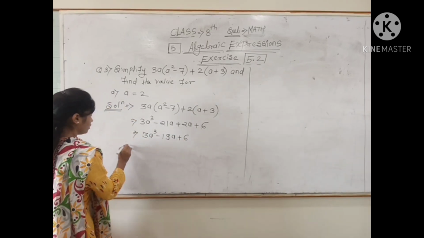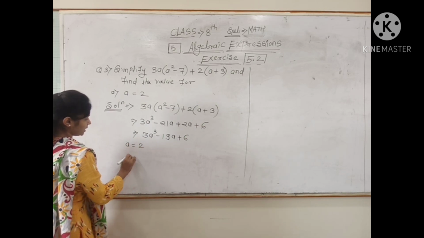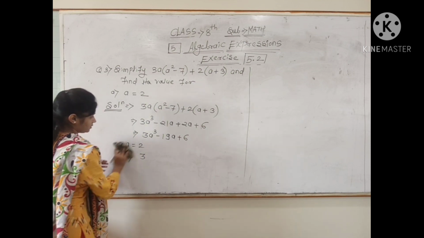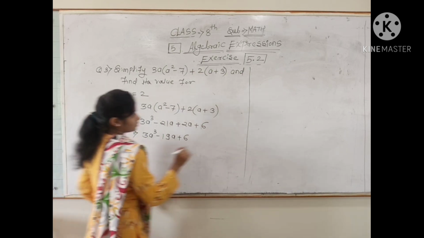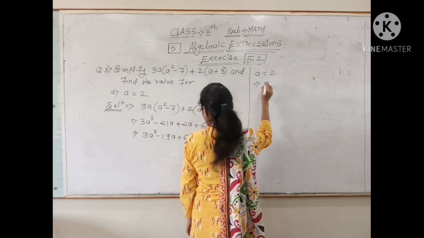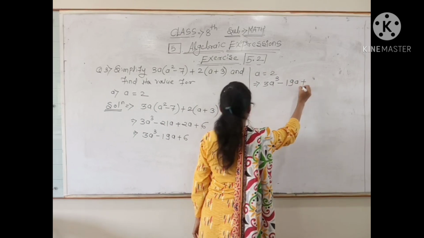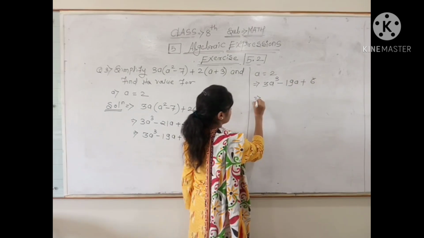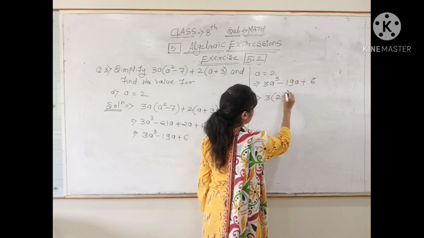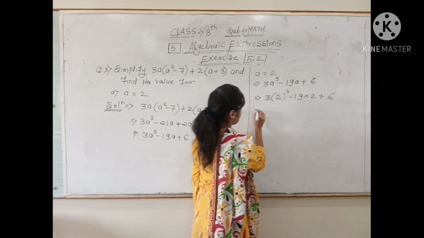Now we have to put the value. So for a is equal to 2, we have to put it in this equation. So I am writing here, a is equal to 2, in the equation 3a cube minus 19a plus 6. Then 3 multiplied by, what is the value of a, student? A is 2. So 2 cube minus 19 multiplied by 2 plus 6 is equal to.